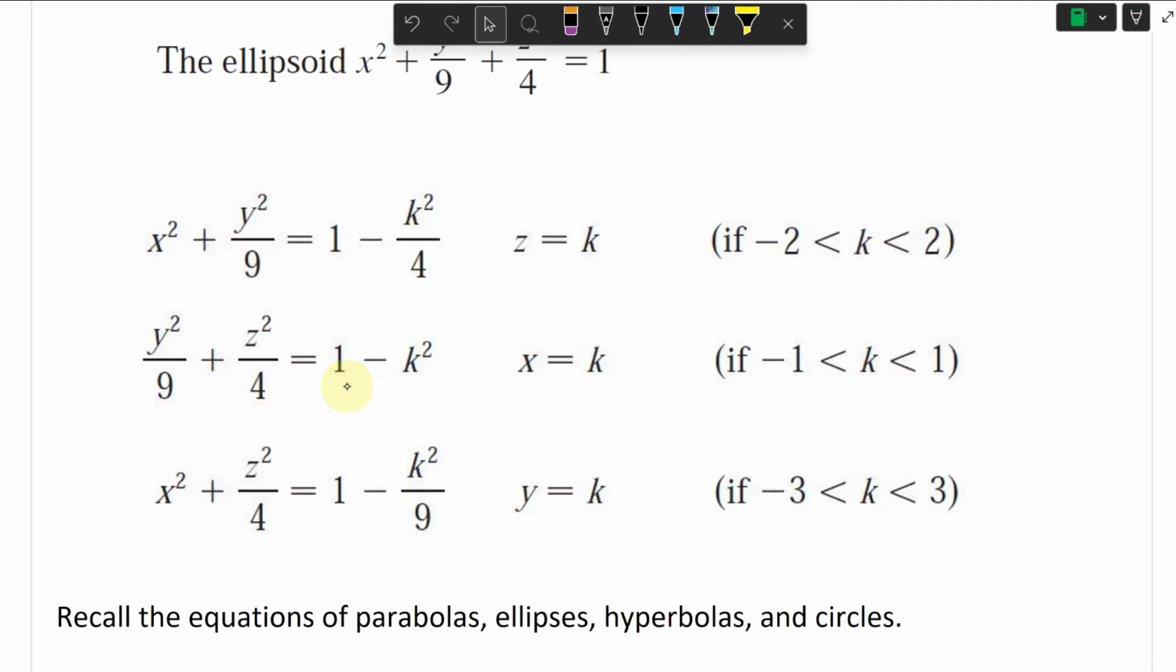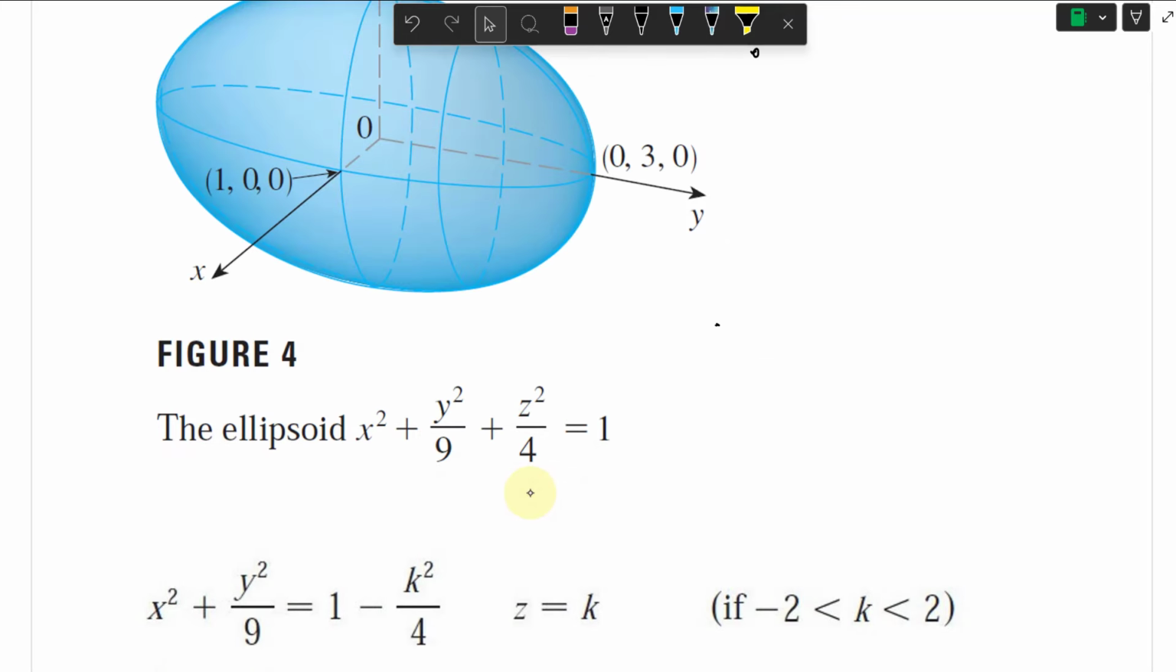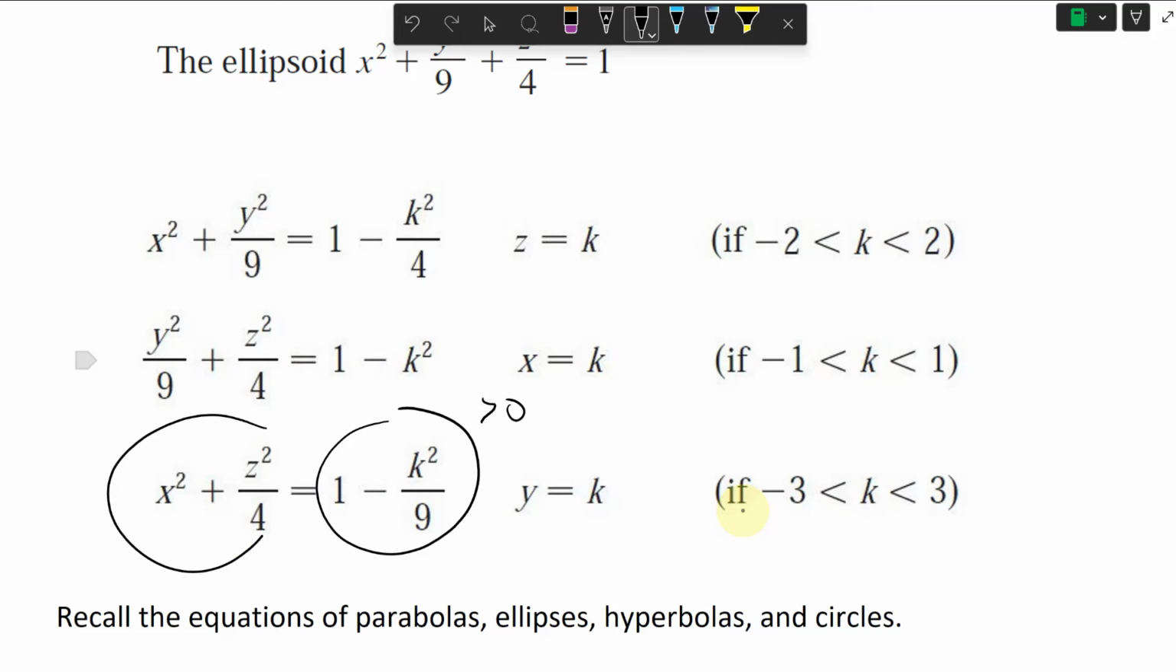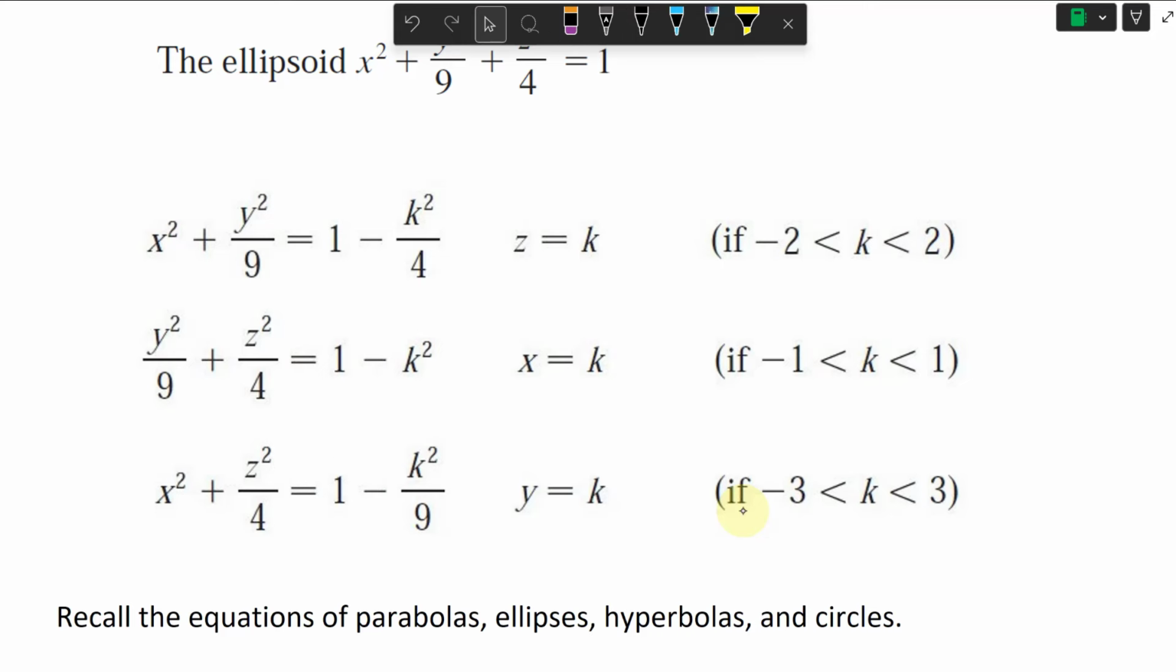And similarly, when we set y equals k, you're going to get, right here, x squared plus z squared, divided by 4, equals 1 minus k squared over 9. And this k has got to be less than 3 and greater than -3. So that this is going to be greater than 0, this is going to be greater than 0, and this is also going to be greater than 0. So you get an ellipse and so on.